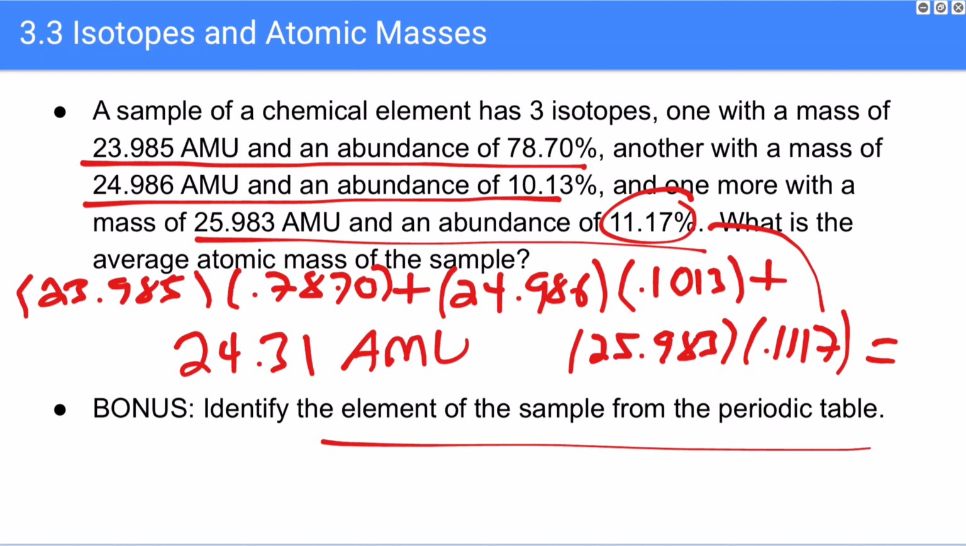And it asks us to identify the element from the sample based off of the periodic table. So go and take a look at the average atomic mass. You're going to find that that is closest to that of magnesium, all right? So again, take your time. It's not that difficult to do. Just again, make sure that you read the question very carefully, identify the information, the problem that you have, and take some time and go through and solve for it.